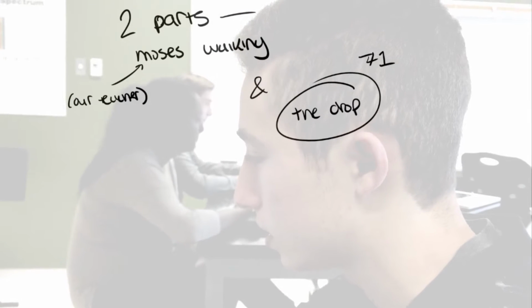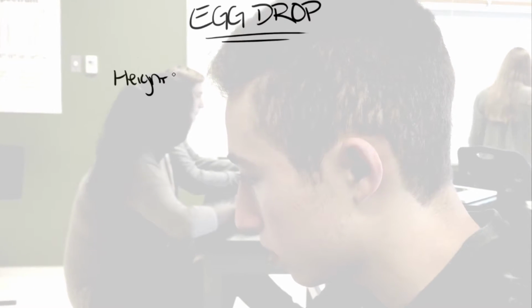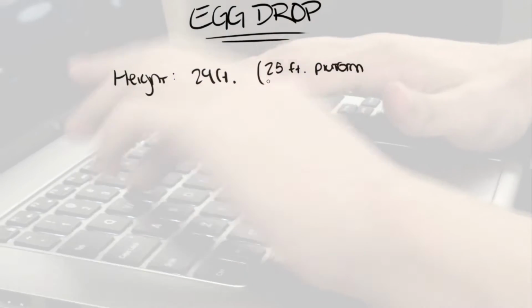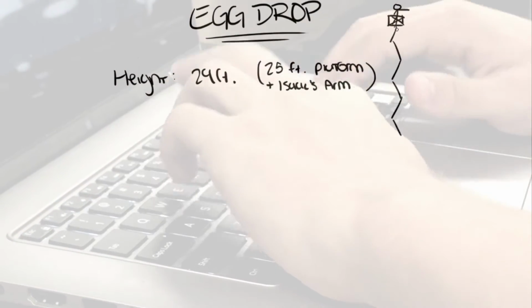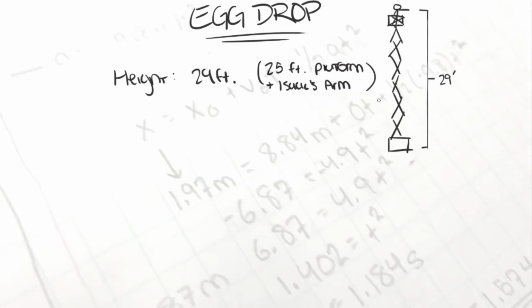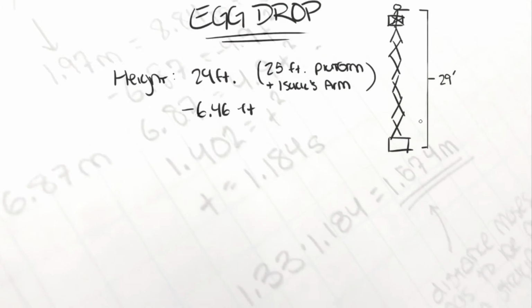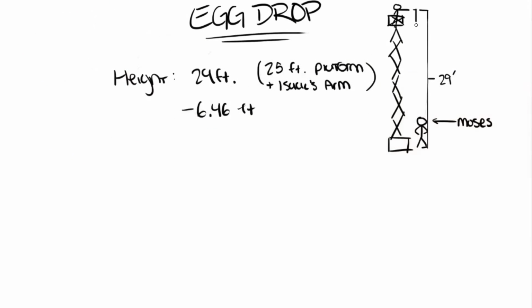For the egg drop, you have to take the height that we dropped the egg from, which is 29 feet, because it's off a 25-foot platform plus my arm, which is exactly 4 feet above where the platform is when it's reached straight out in front of me. And then you have to subtract 6.46 feet from that, because that's how tall the top of Moses' head is, so that's where we want the egg to hit him.